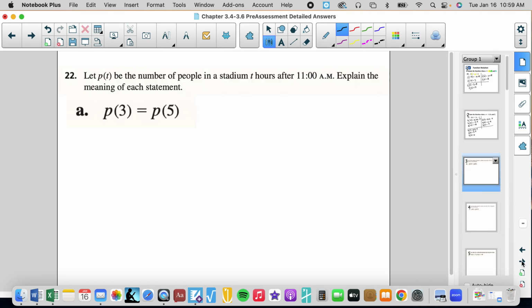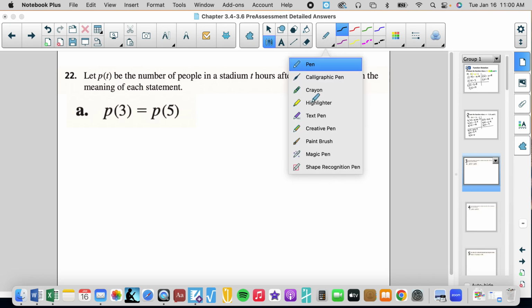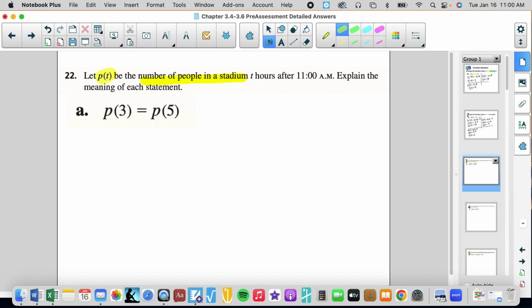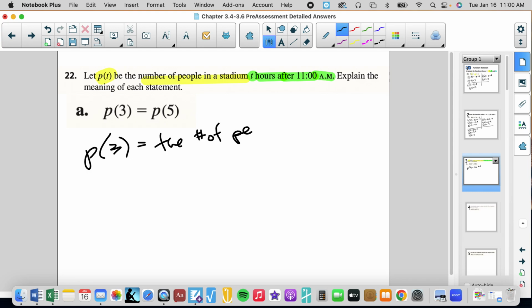Let P of t be the number of people in a stadium t hours after 11 o'clock. Explain the meaning of each statement. This is the output, and this output represents the number of people in the stadium. And then t is the input, and that represents the number of hours after 11 a.m. So when we see P of 3, that's the number of people 3 hours after 11 a.m. So this represents the number of people at 2 p.m.